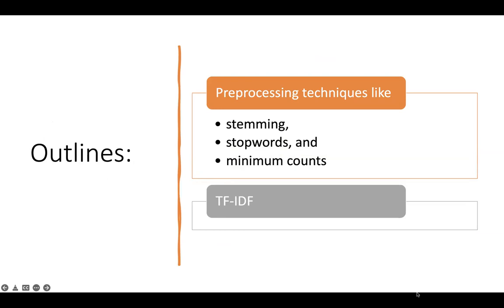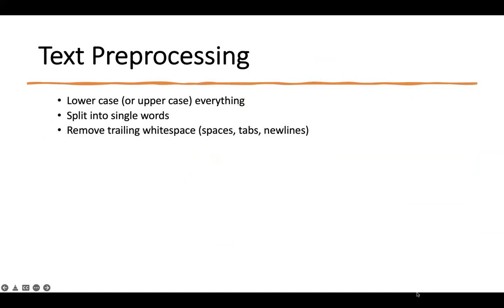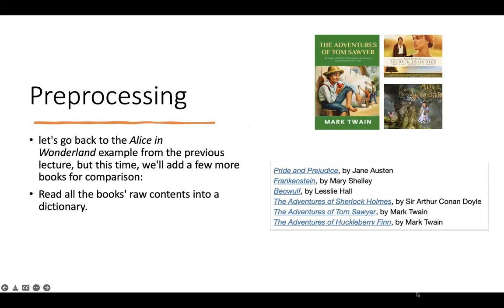Let's see. In the previous video, we learned about how we can read the text file, how we can lowercase or uppercase everything, how we can split that text into single words and remove trailing white spaces. But there are a few more than that that could be very powerful. Let's go back to the Alice in Wonderland example from the previous lecture, but this time we're going to add a few more books for comparison.